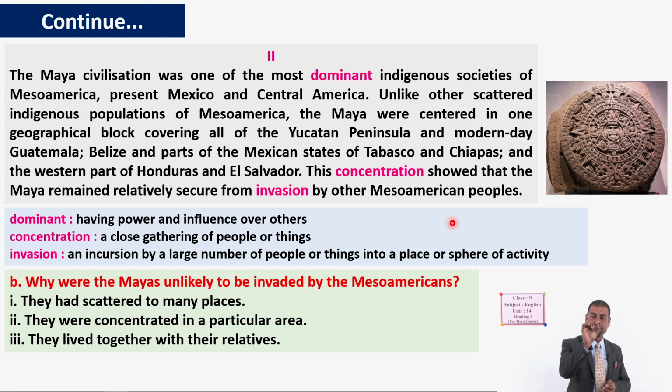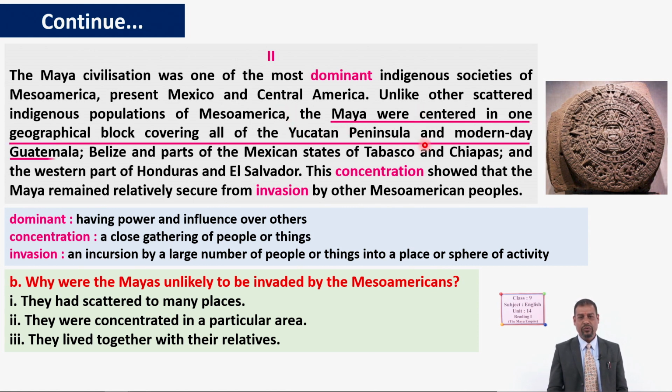Okay, now again I have another question. Dear students, I have brought these questions from your exercise section after this reading text, okay? So we are trying to practice while reading activity. Are you clear? Okay. So now the question for you is, why were the Mayas unlikely to be invaded by the Mesoamericans? So you can search this information in this paragraph. Where is it? Have you found it? Okay, now I want to show you, you can find this information here. Look at, Maya were centered in one geographical block covering all of the Yucatan Peninsula and modern-day Guatemala.